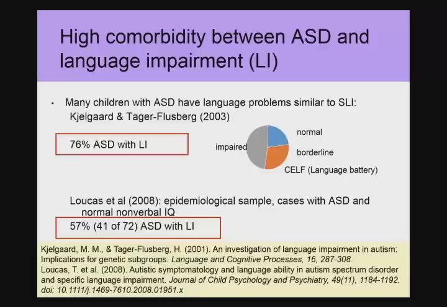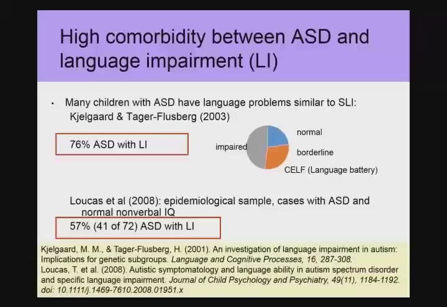One of the first studies to draw attention to this was by Helen Tager-Flusberg and Kjelgaard in 2003, who gathered a sample of, I think it was about 80 children with autism spectrum disorder, and just gave them a battery of tests that would normally be used to diagnose specific language impairment, and found that 76% of them met criteria for language impairment. And there were quite a lot, so either they were impaired or they were looking borderline, as shown here, on this widely used language battery. That could be open to some sort of selection bias.